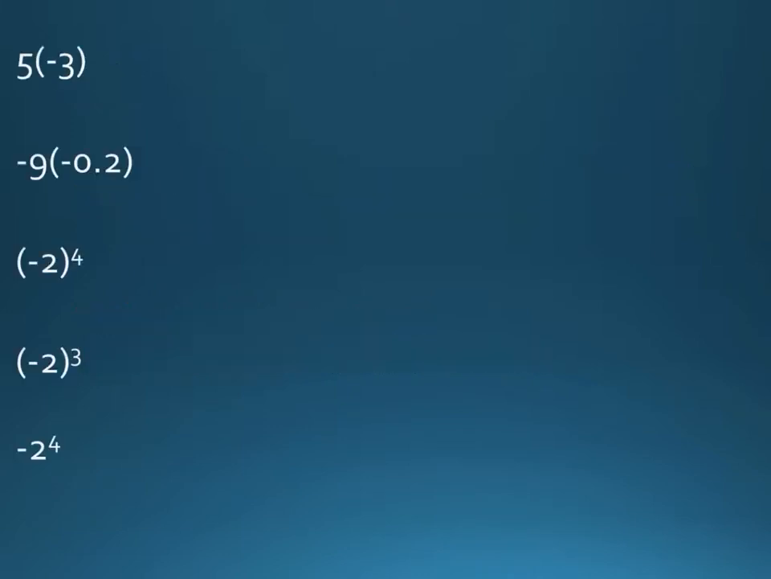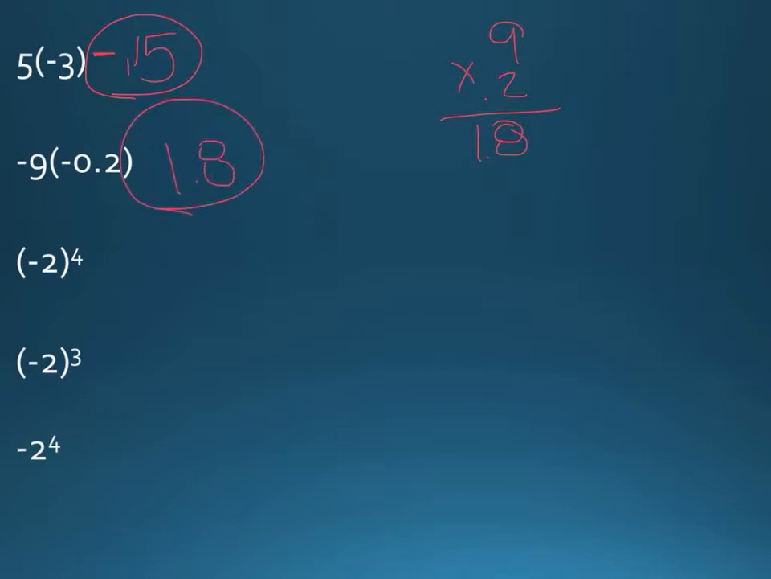All we do is multiply the two numbers. So 5 times 3 is 15. We have one negative, so my answer is negative 15. 9 times 0.2, that's 1.8. I have two negatives, that means it's positive.